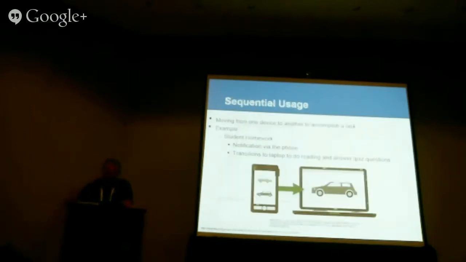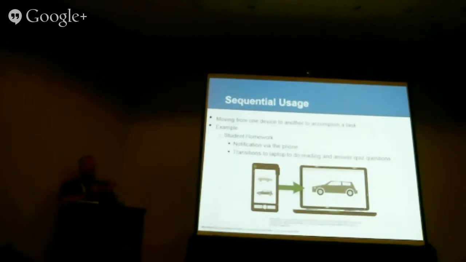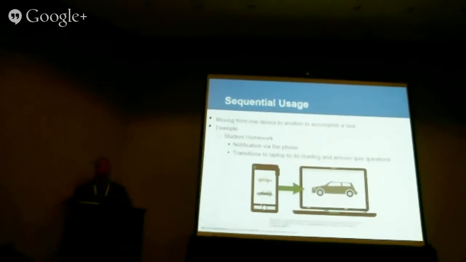The first one is sequential usage, which is basically moving from one device to another. This is like a use case of, say, a student has a cell phone, it texts him saying you have a homework assignment. So he says, oh, great, gets on there, gets home, switches to his desktop where he takes the quiz and so forth. Now, a lot of times that interaction could be seconds, where you switch from one to the other. It also could be quite a bit of time.